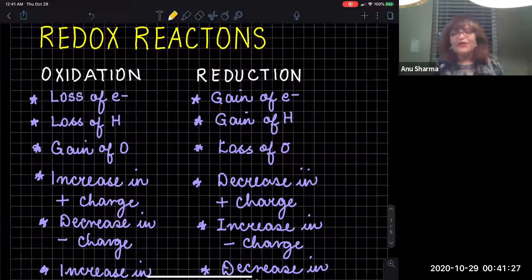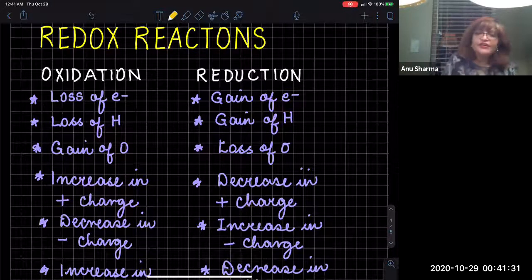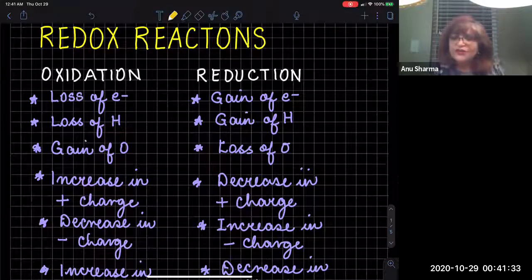Hi guys. Okay, so today we are going to be looking at redox reactions. So what are redox reactions? Redox reactions are those reactions in which oxidation and reduction are happening at the same time. And what is oxidation and what is reduction? Oxidation is basically loss of electrons and reduction is gain of electrons.